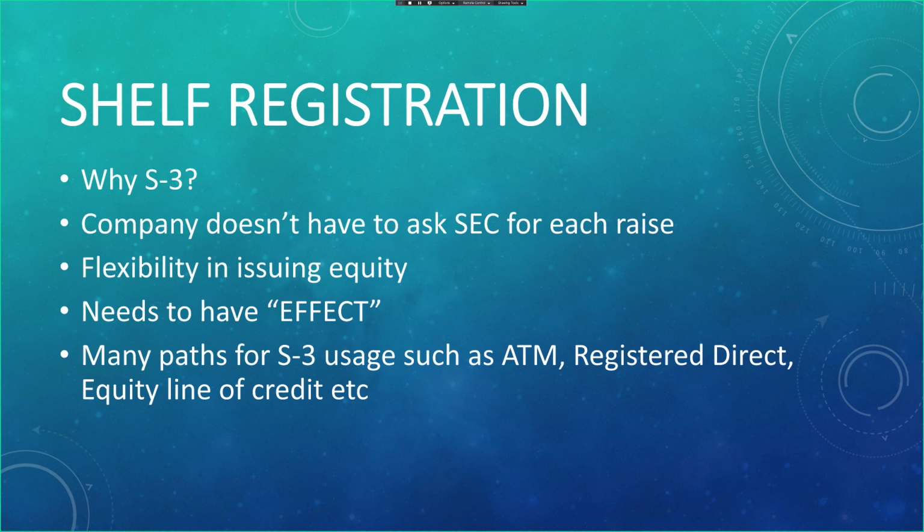And sometimes you'll get an S1/A or S3/A, right? That just means they amended it. And so then the SEC says, okay, it looks great. And so the SEC is the one that puts out the effect that says, okay, this is ready to use. And so they'll tell the company, and then they'll throw it on the SEC website. And that's when the company can now raise. That's the SEC saying you're good to go. There are many paths for the SEC usage, such as an ATM, registered direct, equity line of credit, etc. An ATM is an at the market offering. We'll go through that a little bit later.